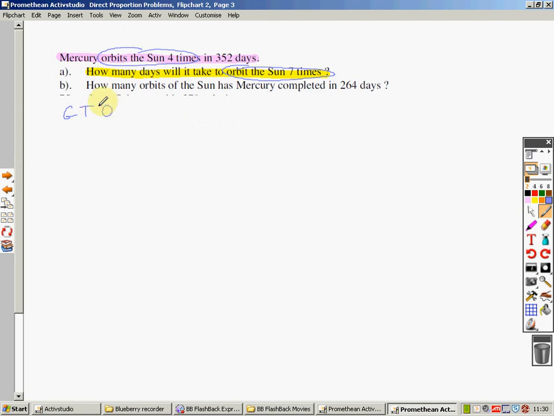I'm going to set my table out with the known facts first of all. So 4 goes to 352. I'm going to go through 1. So write my 1. You should be getting used to this now. So on divide by 4 times by 352. Write that as a machine rule.